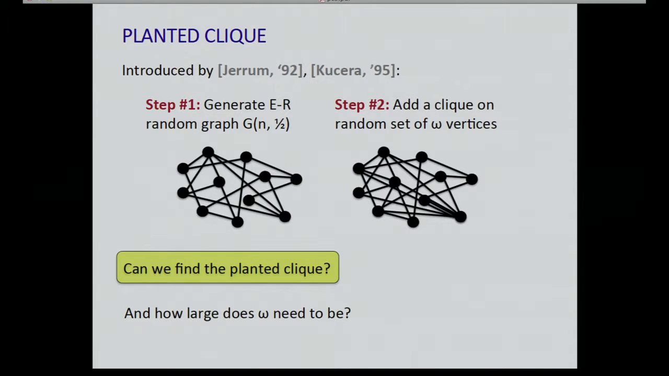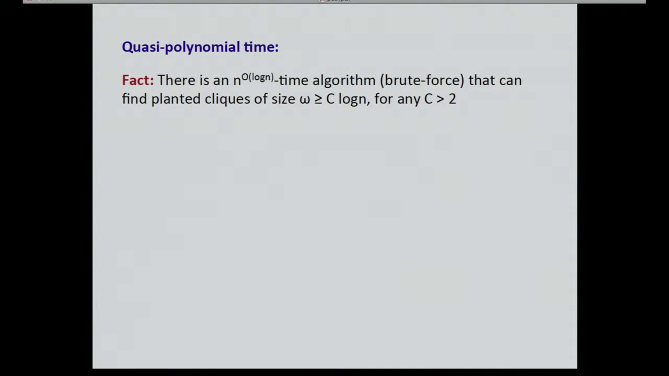You can ask this information theoretically, and you can also ask it for efficient polynomial time algorithms. So the name of the game here is really how large does omega need to be for efficient algorithms? Because the larger omega gets, the easier and easier the problem is, because the planted clique stands out more and more. So this is a random graph model. In fact, what's known about it?